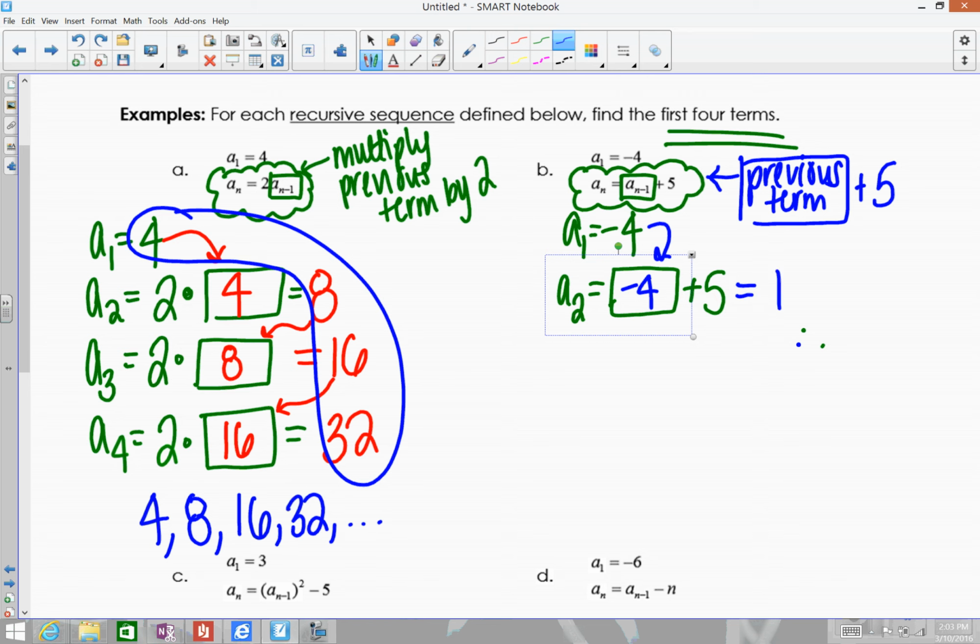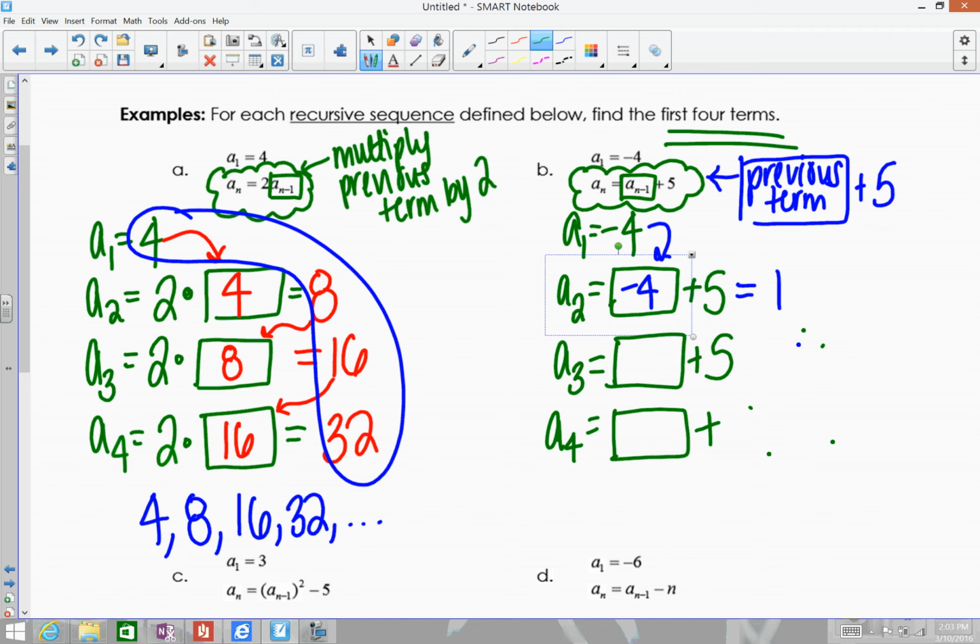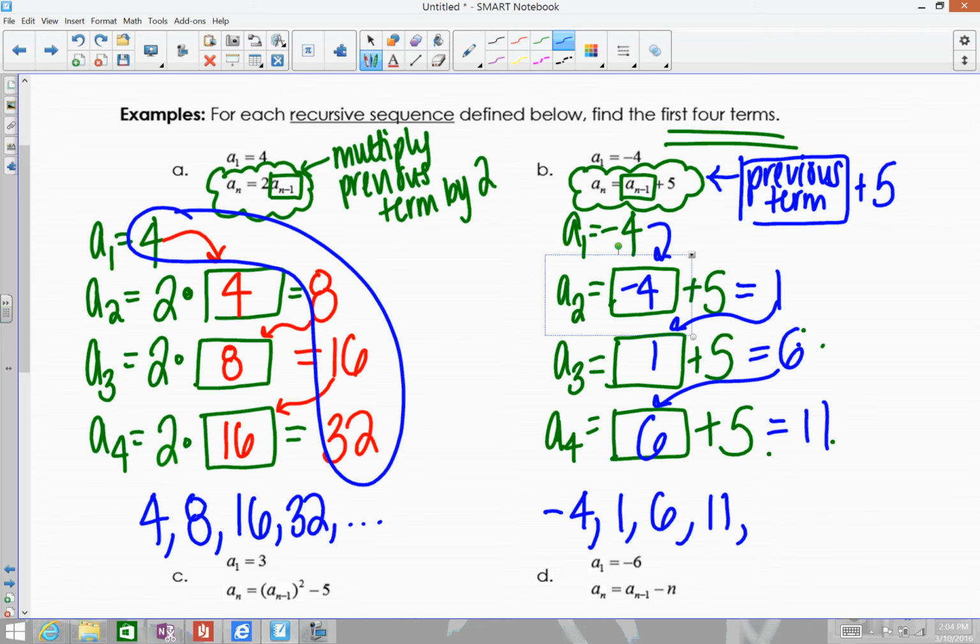You get 1. Then again, for a sub 3, and I'm even going to go ahead and write a sub 4. I'm just going to fill in the template for it. So it's going to be the previous term plus 5 every time. That's how you describe the pattern. So then I'm going to plug in the previous term. 1 plus 5 gives me 6. Take the previous term. 6 plus 5 gives me 11. So then that means my sequence is going to be -4, 1, 6, 11, and so on, because the pattern would continue.